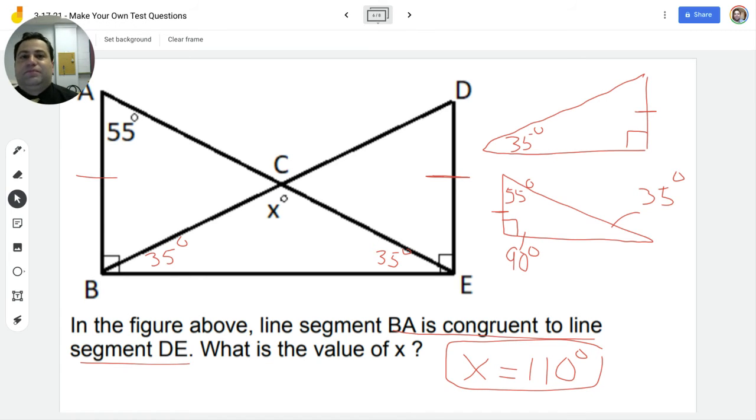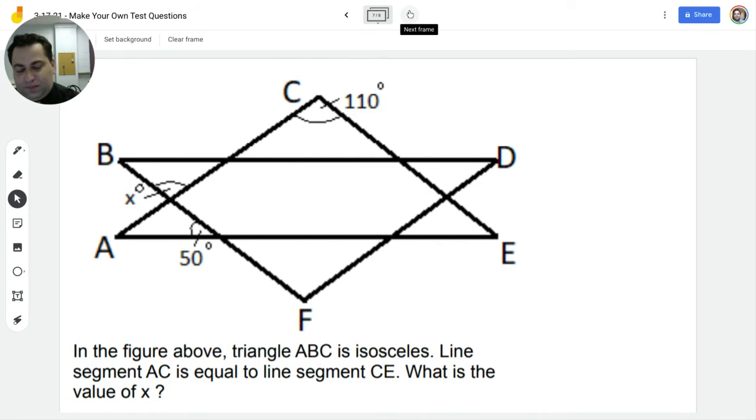Let's try number 7. So in number 7, it says here, in the figure above, triangle ABC is isosceles. Line segment AC is equal to line segment CE. What is the value of x?